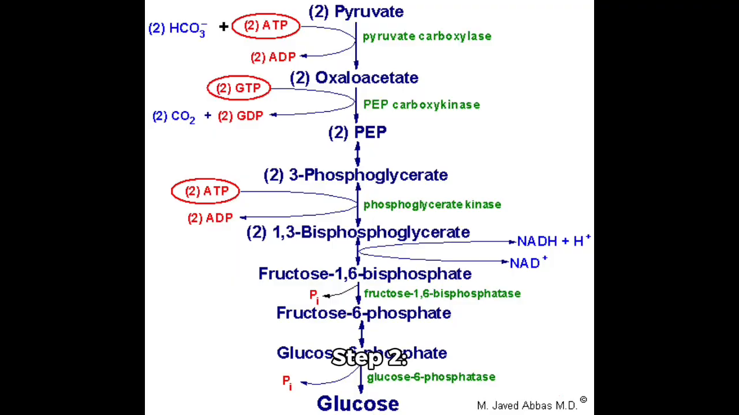Step 2. Phosphoenolpyruvate to fructose-1,6-bisphosphate. Phosphoenolpyruvate is then converted through a series of steps to fructose-1,6-bisphosphate. This series involves the enzymes enolase, pyruvate kinase, and others, replicating the reverse of glycolysis but with different intermediates and regulators.